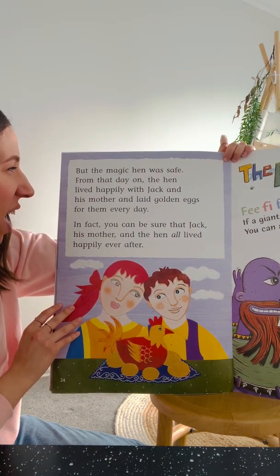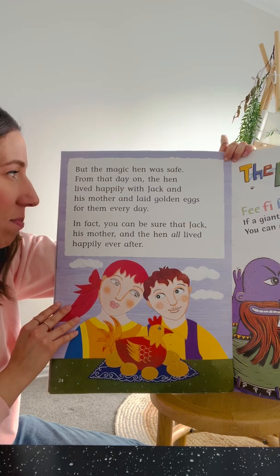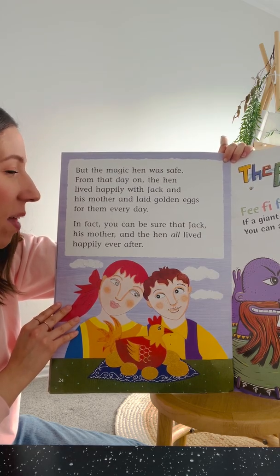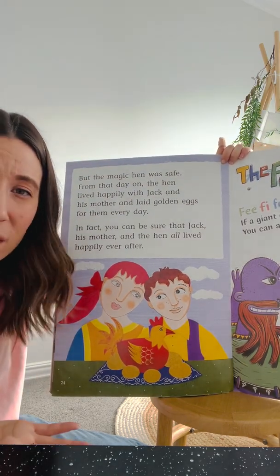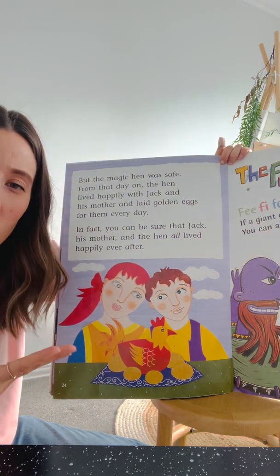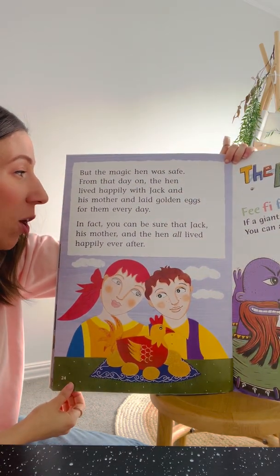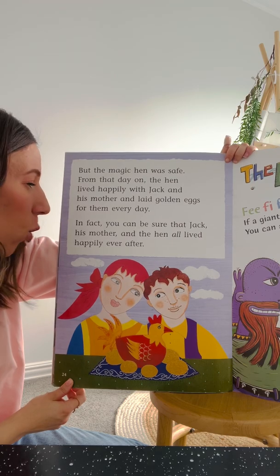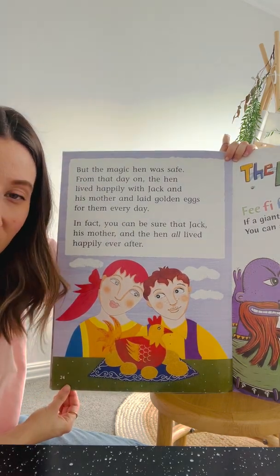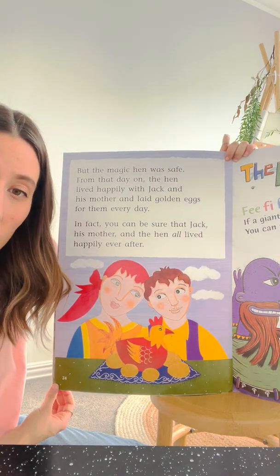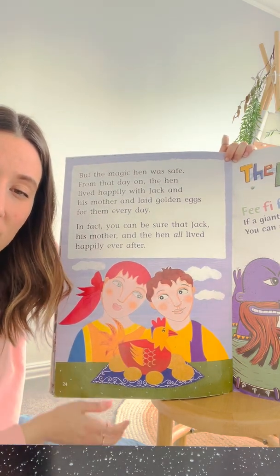From that day on, the hen lived happily with Jack and his mother and laid golden eggs for them every day, so they were no longer hungry and they no longer needed any more food. In fact, you can be sure that Jack and his mother and the hen all lived happily ever after together, and they were no longer poor because they had a chicken to lay them eggs and have food.